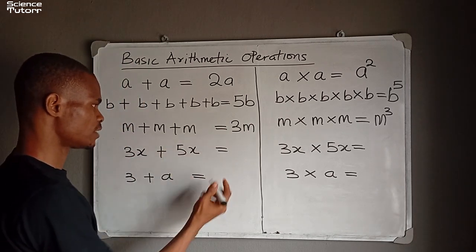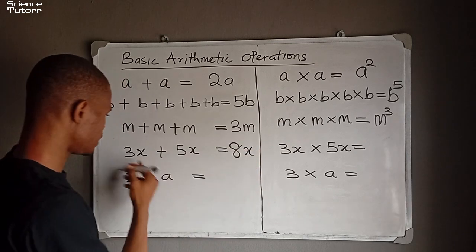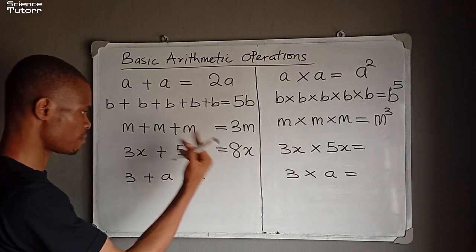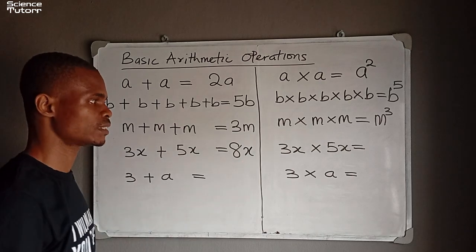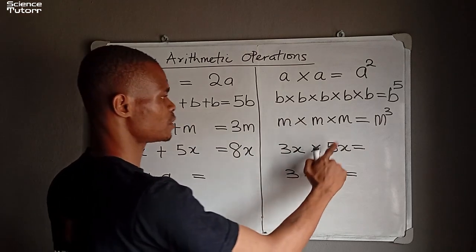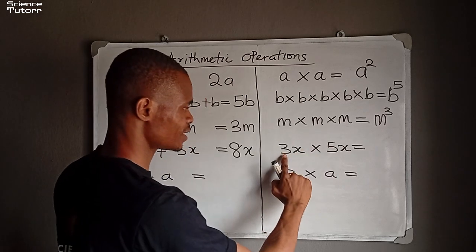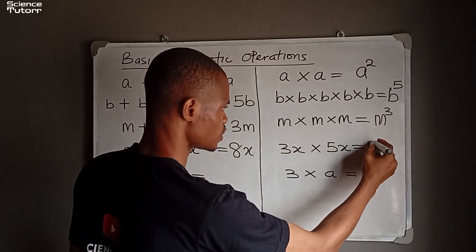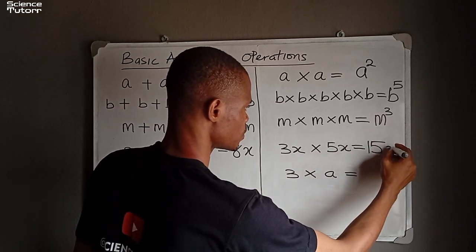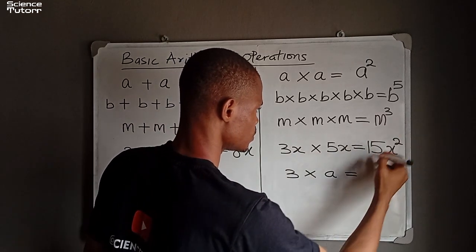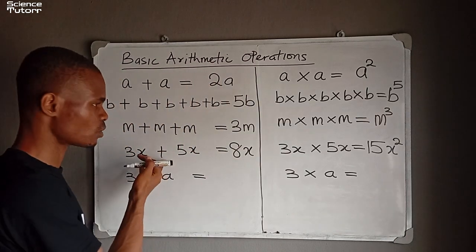3x plus 5x gives us 8x, just like saying 3 naira plus 5 naira or $3 plus $5. So in terms of addition, we add to get 8x. While in this case, 3x times 5x, we simply do multiplication. So the numbers first, 3 times 5 gives us 15. X times x gives us x squared. So this is 15x squared, quite different from what we have in terms of addition.